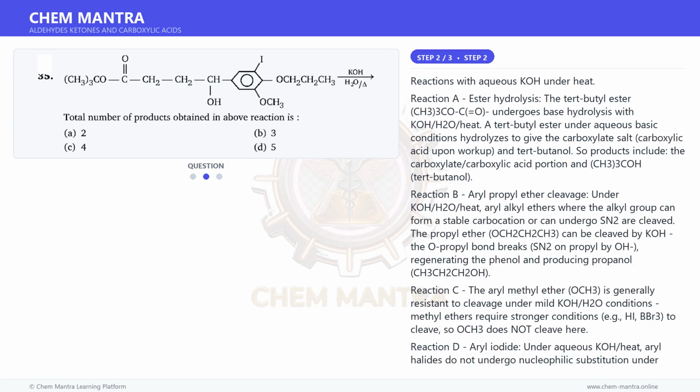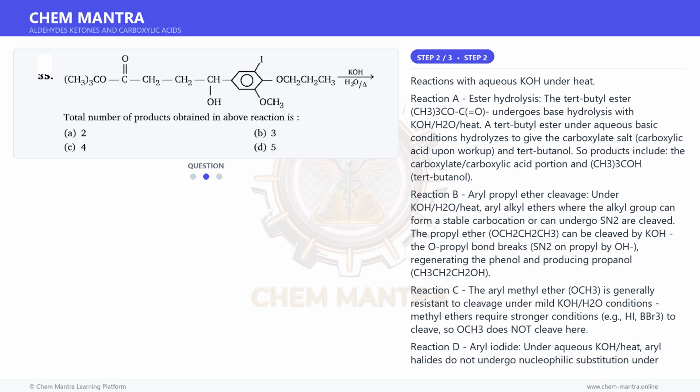Moving on to the next step. Reactions with aqueous KOH under heat. Reaction A: ester hydrolysis. The tert-butyl ester, (CH3)3C-O-C=O, undergoes base hydrolysis with KOH, H2O, heat. A tert-butyl ester under aqueous basic conditions hydrolyzes to give the carboxylate salt, the carboxylic acid upon workup, and tert-butanol. So products include the carboxylic acid portion and (CH3)3COH, tert-butanol.